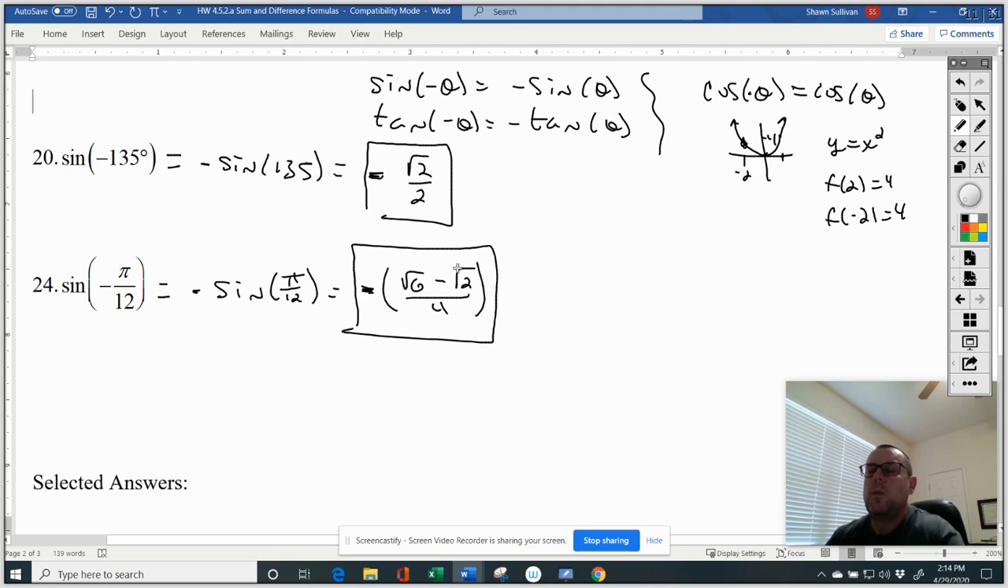You could distribute the negative through the top if you wanted to, but there's no need to. And that's it.